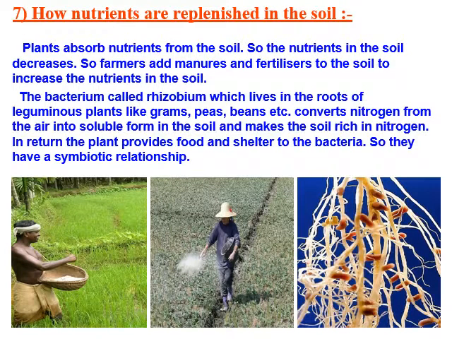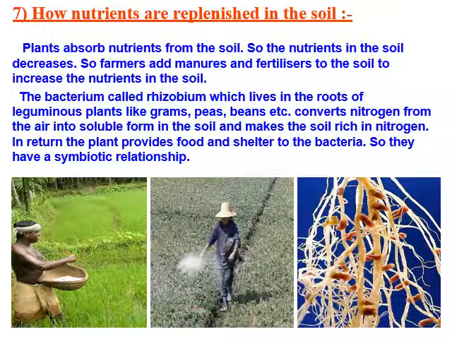How are nutrients replenished in the soil? How can soil become fertile again? Plants absorb nutrients, as we have studied, so the nutrients in the soil decrease. So the farmer has to add either manure or fertilizer to increase the soil fertility or nutrient in the soil.